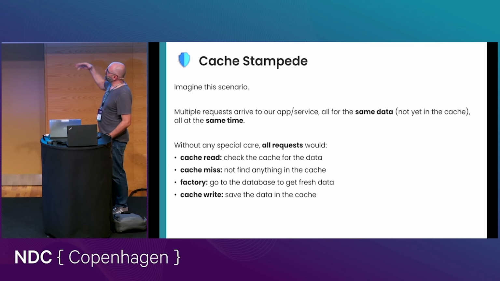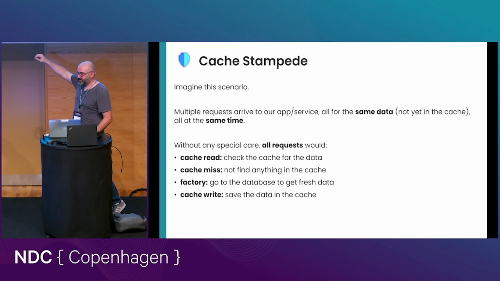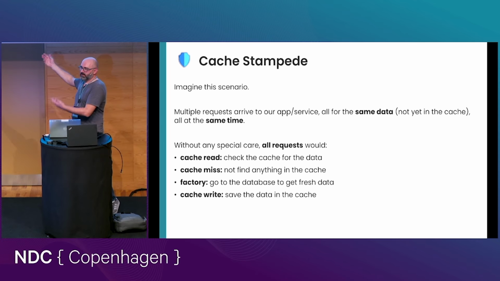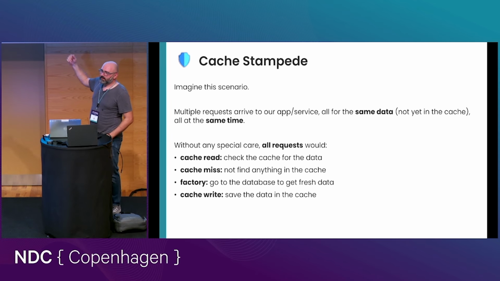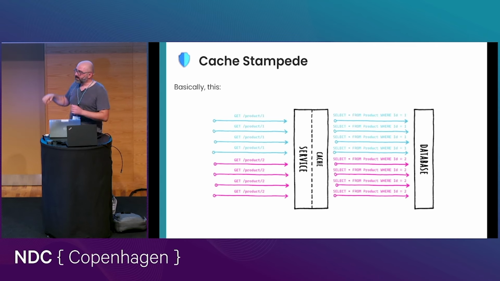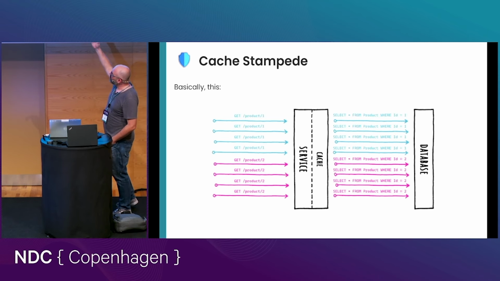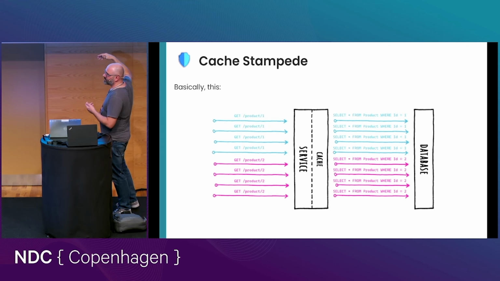Without any special care, all requests will do this. We'll read from the cache, we'll check the cache miss because it will see that it's not there. Then it will call the factory, meaning they will go to the database to grab the value. And finally, they will write the value to the cache. Pretty normal. But it means this. And here we can see visually that 4 requests for product 1 and 4 for product 2 will end up basically generating 8 database queries.